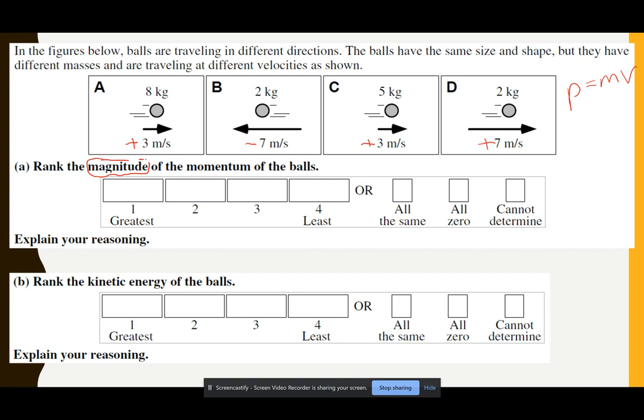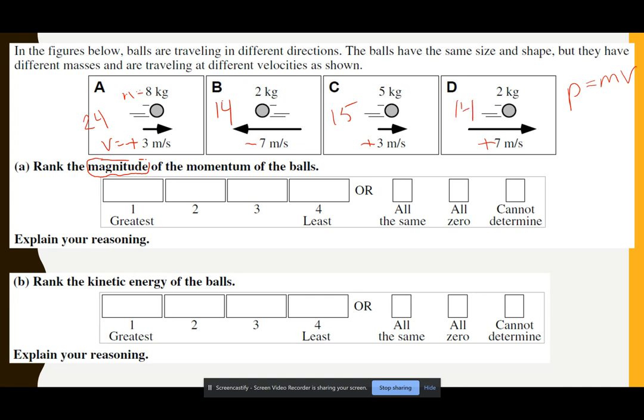So we have our equation, and we have what's going on. So we're just going to take our mass times our velocity. So we have 8. I'll just plug that into your handy dandy calculator. Just do 8 times 3, and you get a 24 momentum. The same thing, you'll just go 2 times 7 to 14. Now, that negative doesn't matter because it's just talking about magnitude. You're just talking about the number. You're not talking about the direction. So 5 times 3 is 15, and then 2 times 7, again, is 14.